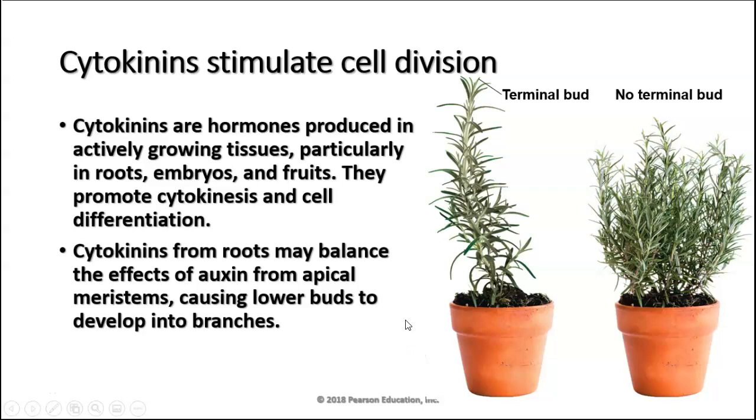A second kind of hormone that's found in plants is the cytokinins. Cytokinins stimulate cell division. They're going to be produced in the actively growing tissues, like at the terminal bud of the plant or at the tips of the roots, also in embryos and in fruits. And they basically promote cytokinesis and cell differentiation, and so that's how plants grow and differentiate into different organs. The cytokinins from the roots help to balance the auxin that is produced also in the apical meristem, and that causes sometimes the lower buds to develop into branches rather than just having one long stem like that.